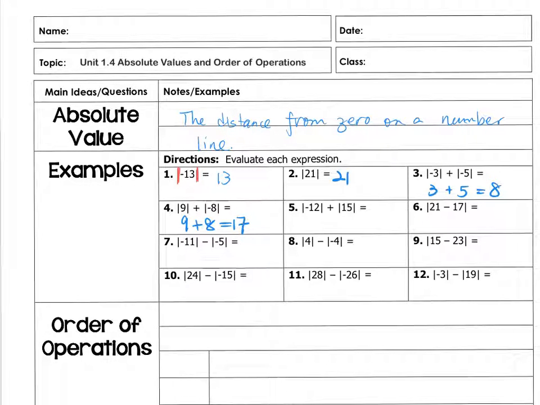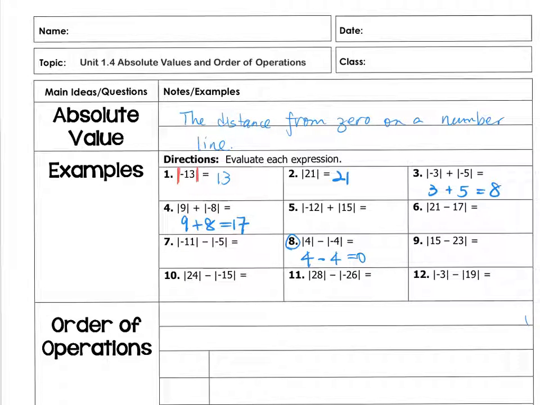And let's look at number 8 here. The absolute value of a positive 4 is still 4. I keep this operation, minus. The absolute value of negative 4 now becomes positive 4. So that final answer is 0.